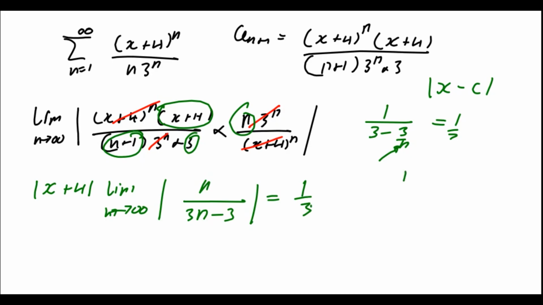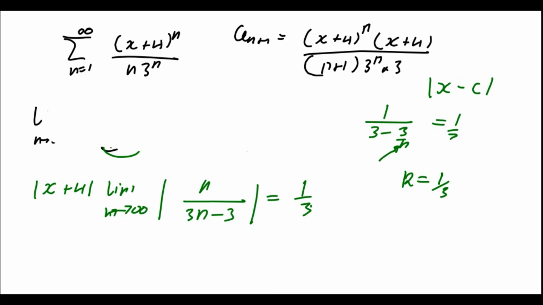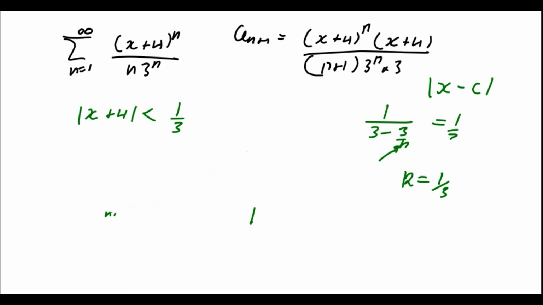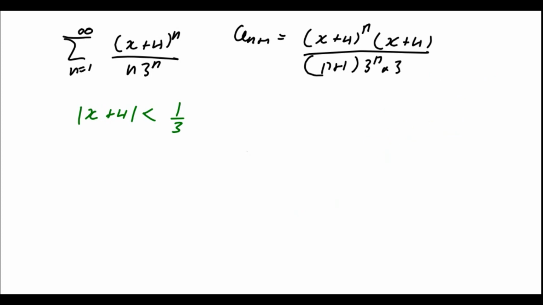So what this tells you is that your radius of convergence is equal to 1 over 3. If I got a 0, remember I could have said R equals infinity. So the interpretation here is that the absolute value of x plus 4 is less than 1/3. So I've gotten my radius of convergence. Then from there I can determine the interval of convergence.